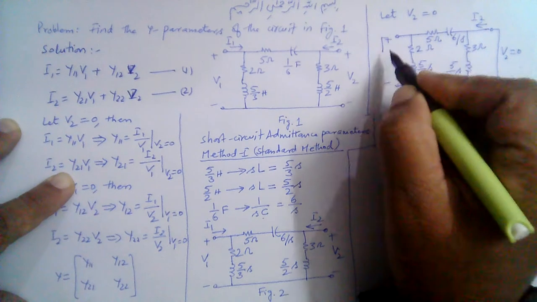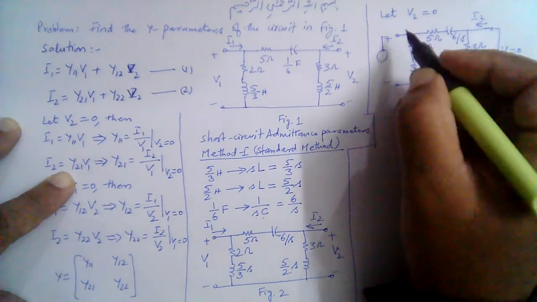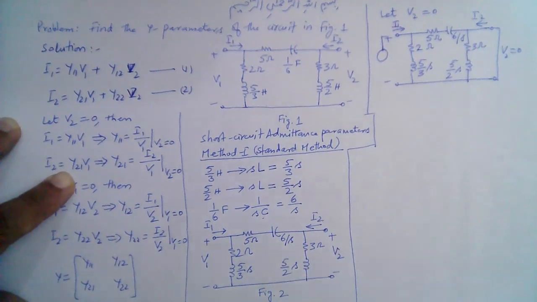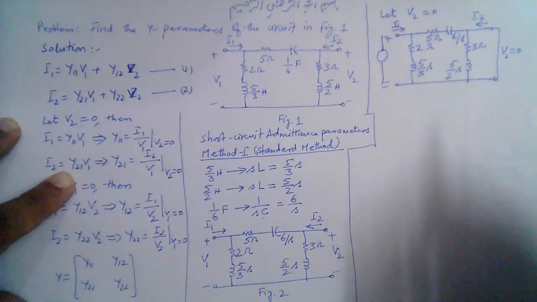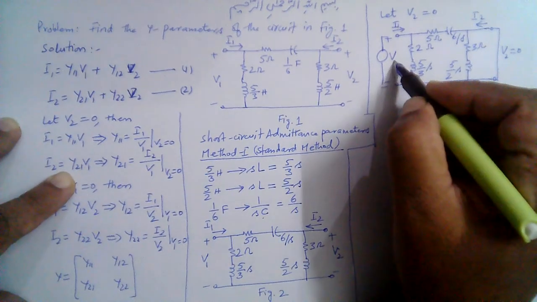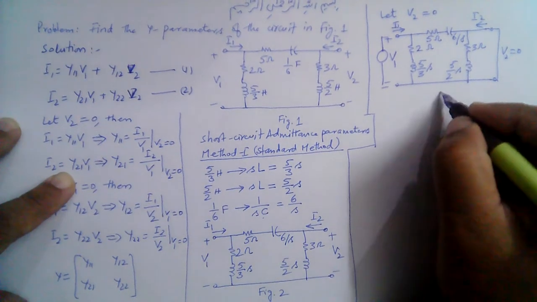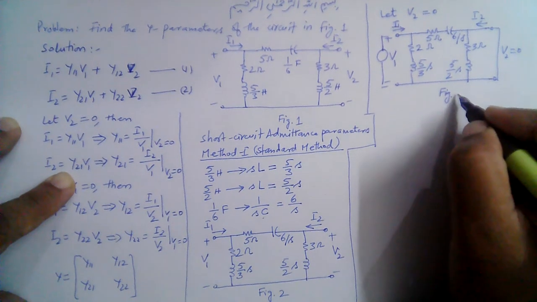This is a voltage source connected here, right? Or a current, so we can connect a current source or we can connect a voltage source. This is I1 here, right? And the voltage here is V1, right? So let me call this Fig. 3.